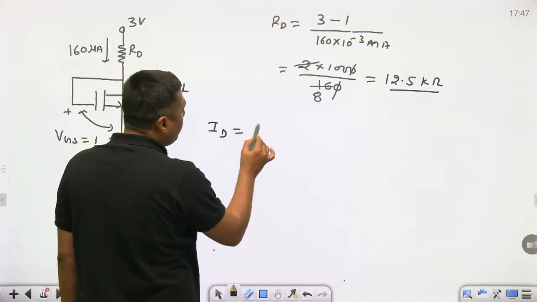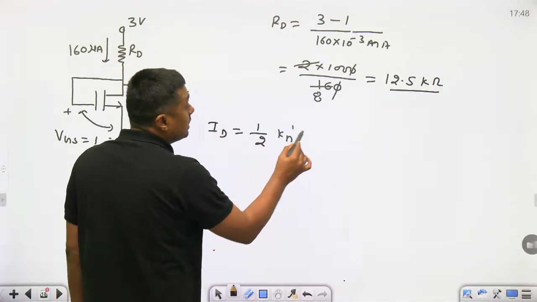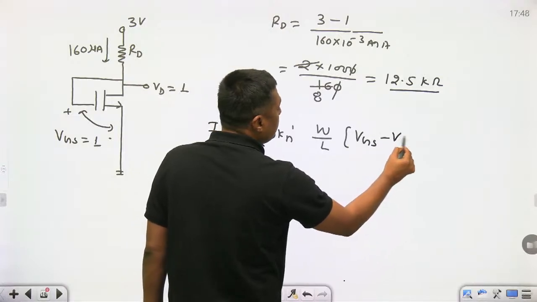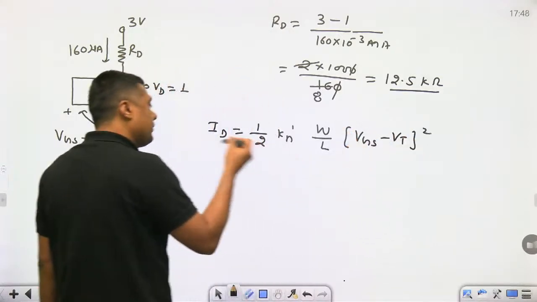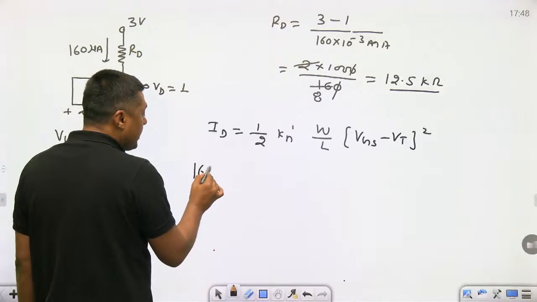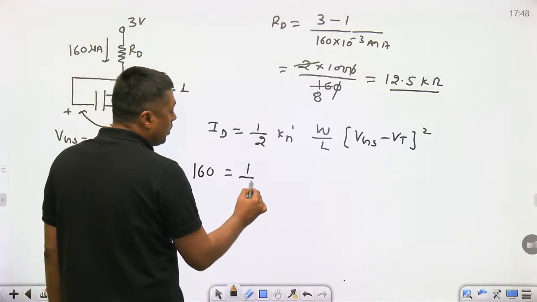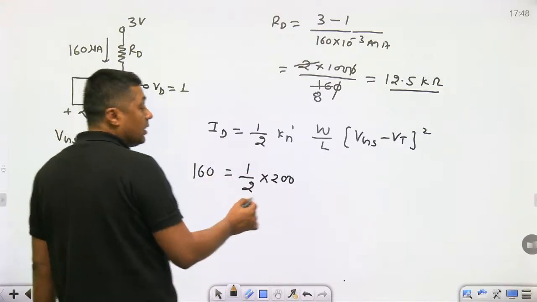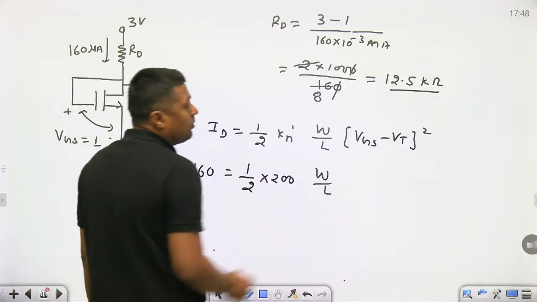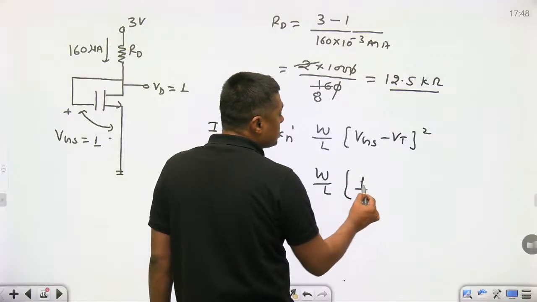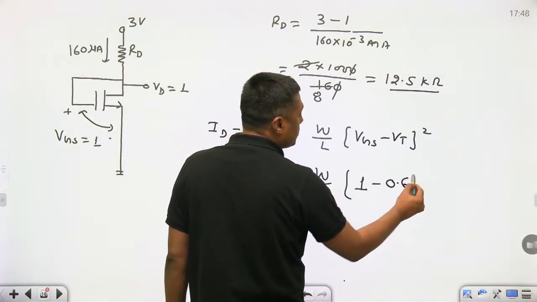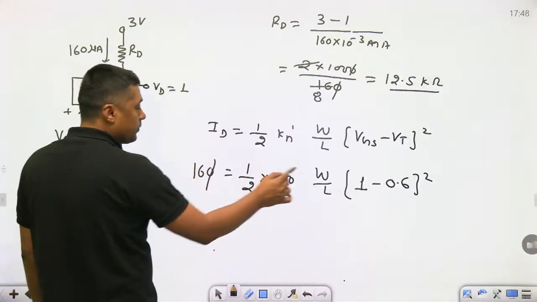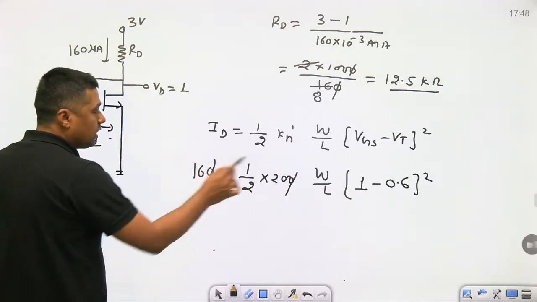Directly you can use this formula. ID is equal to half of K n' W by L, and this time you have to find W by L, (VGS minus VT) the whole square. They will change the language. But remember, 160 microampere. 1 by 2. What is the K n'? 200 microampere. This is in micro, this is in micro, cancel. You have to find the aspect ratio W by L. VGS is fixed, just like the previous question. VT is fixed, the whole square. Can you find the W by L? Very, very easy one. So this is 2 into 16, that will become 32. 32 divided by 20.